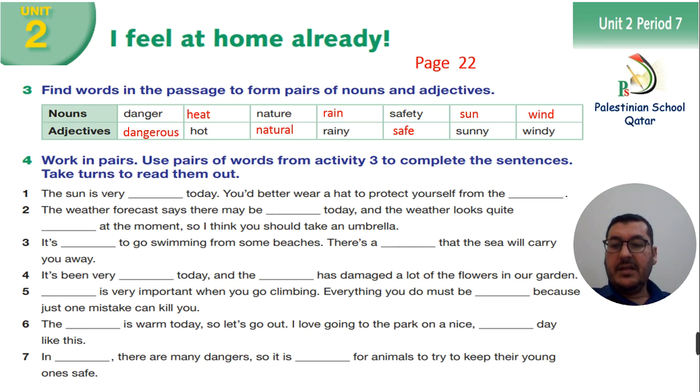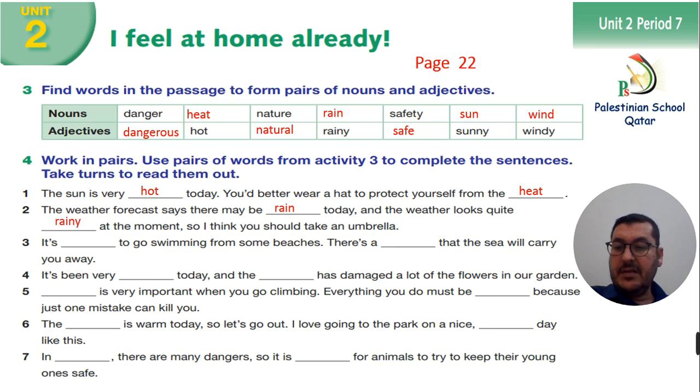Number 1. The sun is very what today? It is very hot today. You'd better wear a hat to protect yourself from the heat. Number 2. The weather forecast says there may be what? Rain today. And the weather looks quite rainy at the moment. So I think you should take an umbrella.